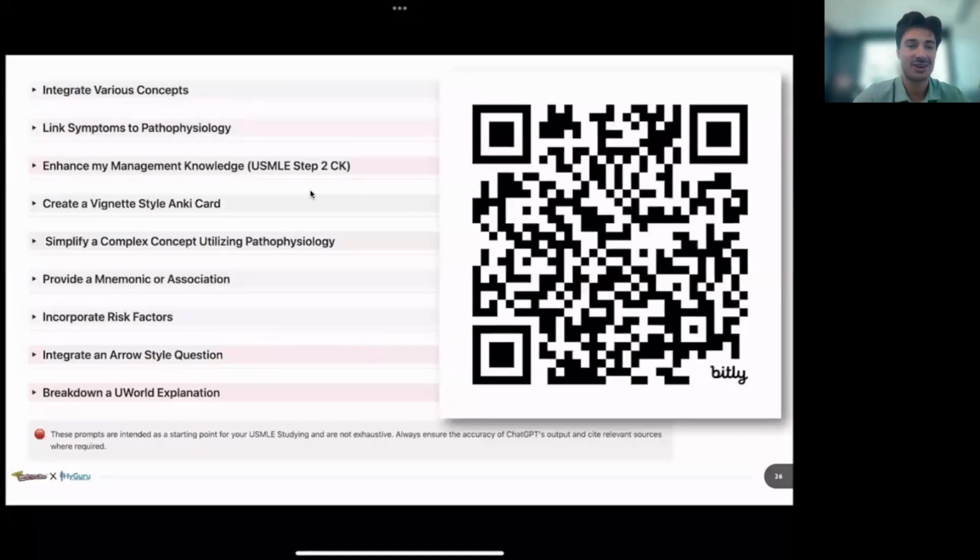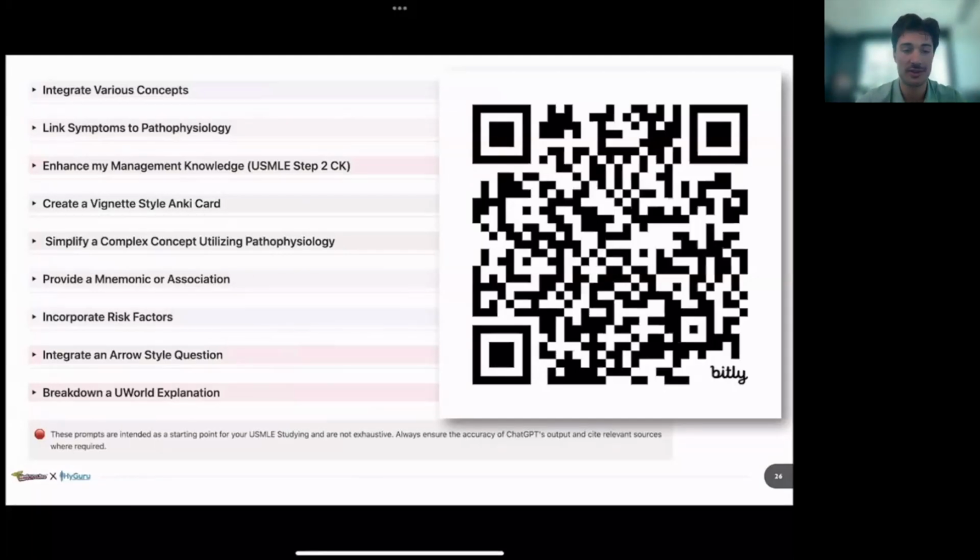And this is just the start, everyone. I know we dove through the 3 prompts today, which I think are a great cornerstone and foundation to start incorporating ChatGPT into your study process. But this is really just the beginning. As you see on screen here, these are just a few examples of more prompts that we're generating and that will come in the coming weeks, whether it be, again, integrating various concepts, something we preached and honed in on today, linking symptoms to pathophysiology, diving a little bit more into the step 2 CK domain and tailoring prompts more towards the management aspect of the case.